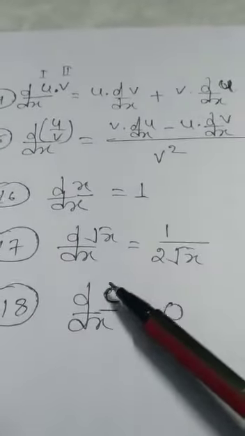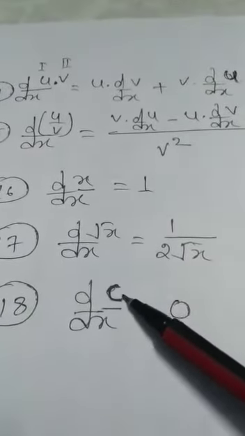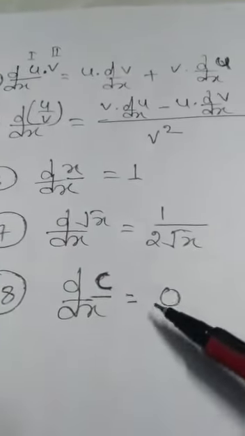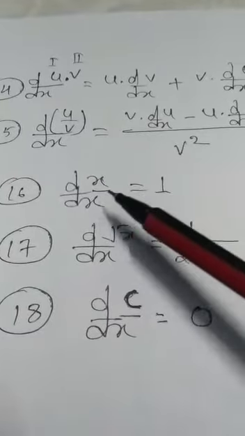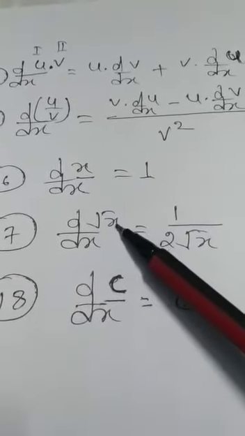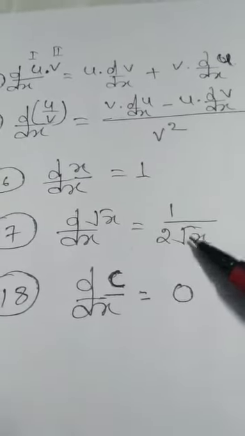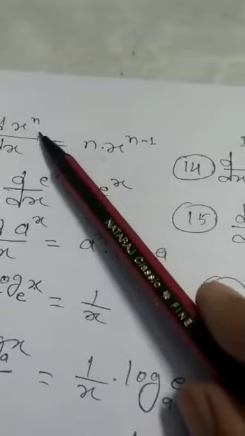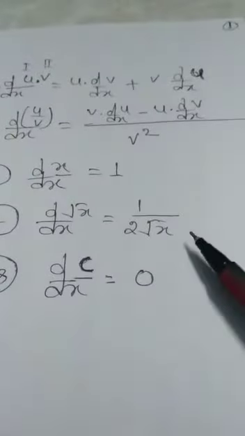These three terms can be taken as formulas: the differentiation of any constant with respect to x or any variable, its result will be 0, and differentiation of x with respect to x is 1. Differentiation of root x will be 1 upon 2 root x. You can solve this with the help of the first formula, differentiation of x to the power n with respect to x. In this way you will get the same result.